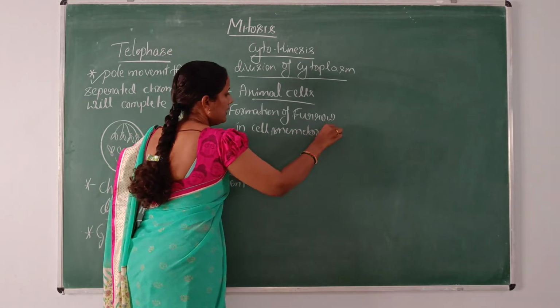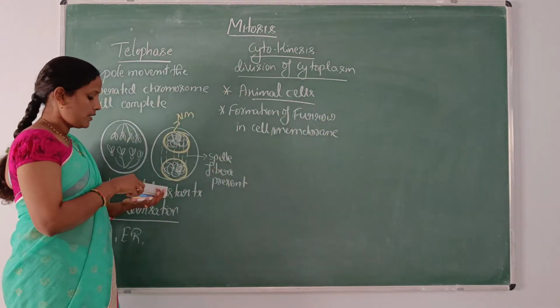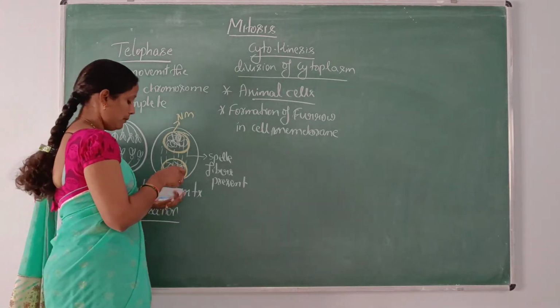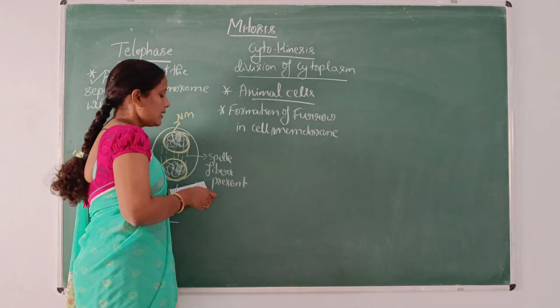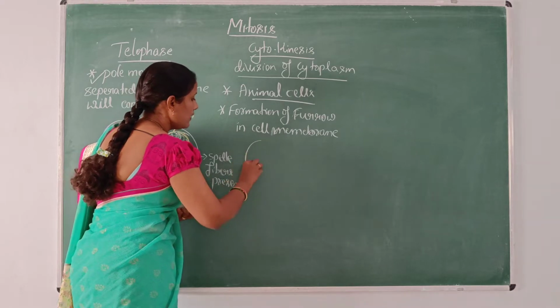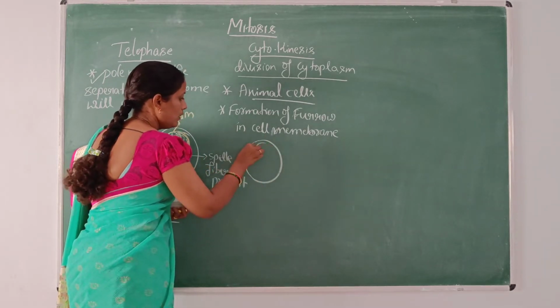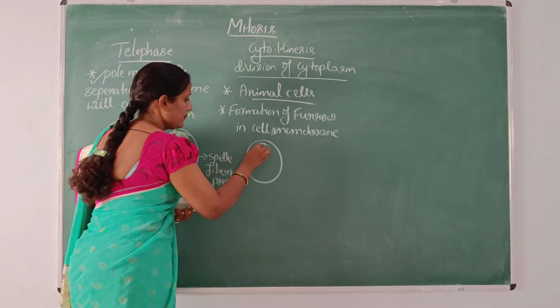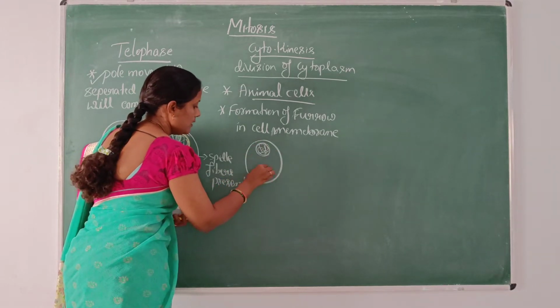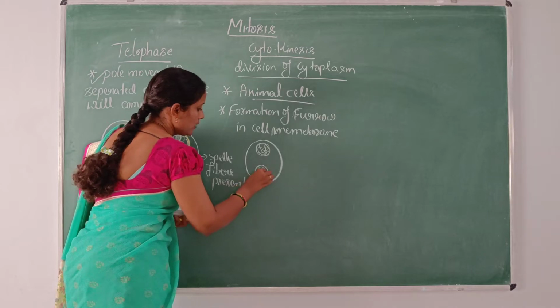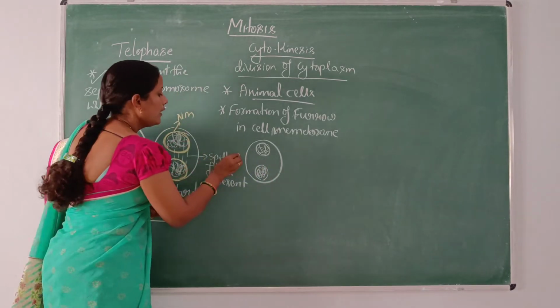After the complete division of the nucleus, the cell will appear as if there are two nuclei in a cell after completing the telophase. So this is one nucleus and this is another nucleus. It just appears like that.